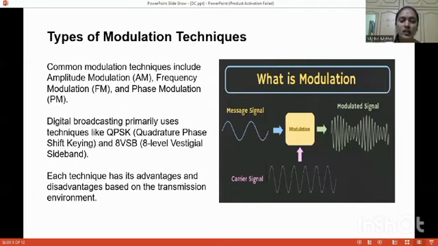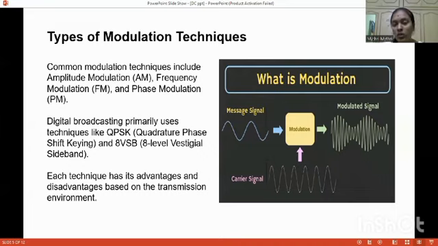Types of modulation techniques. Common modulation techniques include amplitude modulation AM, frequency modulation FM, and phase modulation PM. Digital broadcasting primarily uses techniques like QPSK, quadrature phase shift keying, and 8 VSB, 8 level vestigial sideband, and another one, FSK, frequency shift keying. Each technique has its advantages and disadvantages based on the transmission environment.